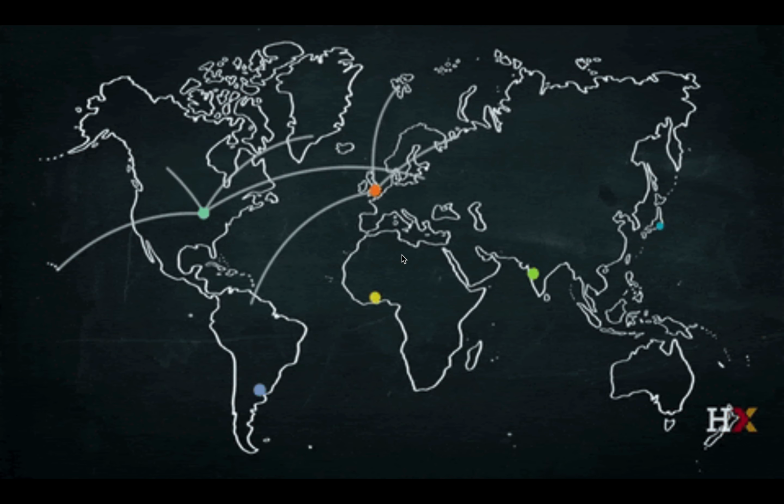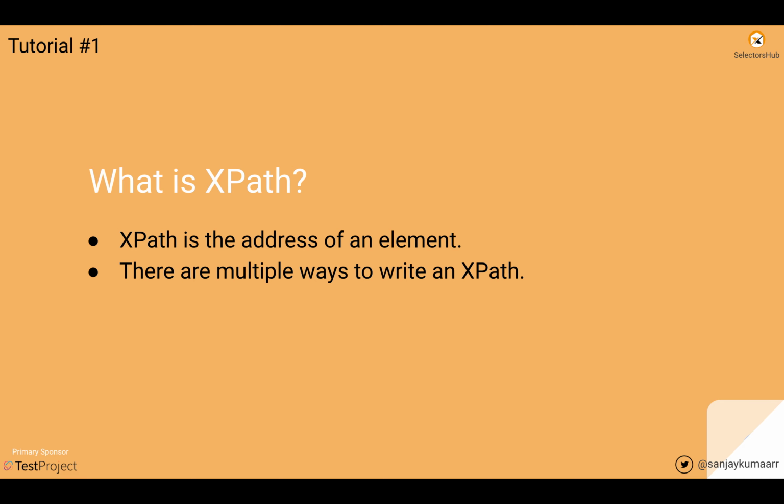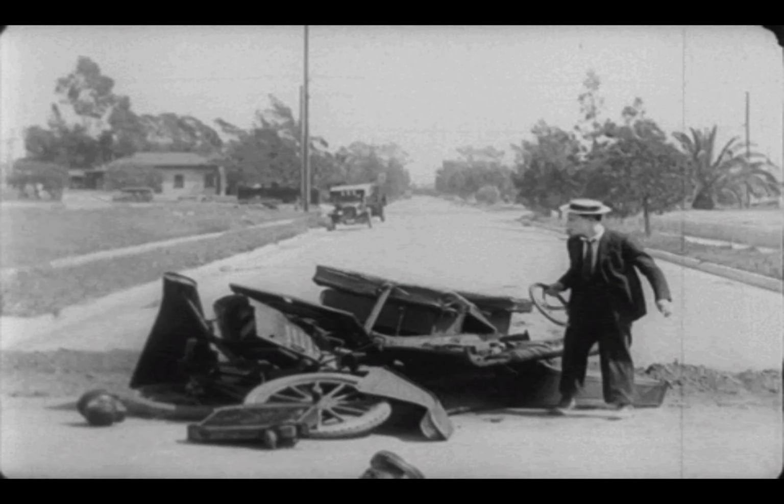Hope you understood that this is basically the address in real time, and the rest is that it is an XML query. You can traverse through the DOM from the top node down to elements, and all that we will see. So we got to know that XPath is the address of an element, and there are multiple ways to write an XPath, the types of XPath. That all we will see.